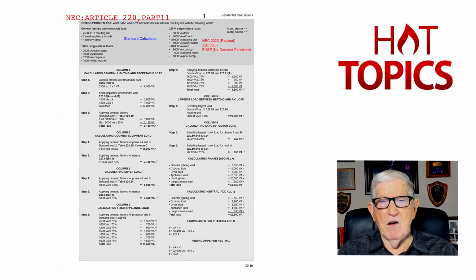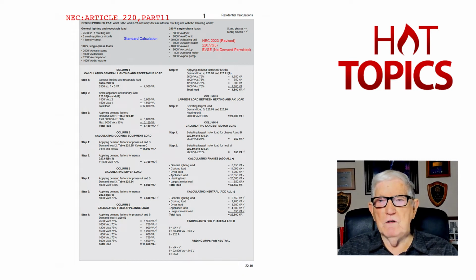So now adding all that together, here's our loads. The general lighting load, we calculated 6,150. Cooking load, 11,000. Dryer load, 5,000. Appliance load, 10,650. The heating load, 20,000. And then the largest motor at 650, we come up with 53,450 VA is our total load for your ungrounded conductors.